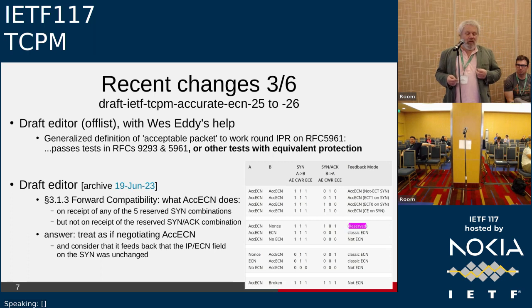It's optional. And I did a bit of digging and asked Wes, who wrote 9293, and he said, well, it's because there's IPR on 5961, so he didn't want to make it mandatory. So the way we dealt with that was we just said an acceptable packet is one that passes the tests in 9293 and 5961 or other tests with equivalent protection, so that you're not dragging people onto that patent, if you know what I mean, by making it mandatory.